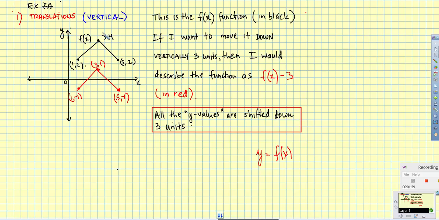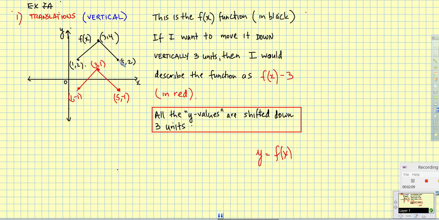Now, f of x, I want you to move it down vertically 3 units. So the graph is going to be moved vertically down 3 units, which means it's the y value that's going to be affected. If I have a point at 3, 4, since my y value is 4, when I subtract 3 from that, it will take me to 3, 1, because 4 minus 3 gives me 1. So my new point will be found at 3, 1.